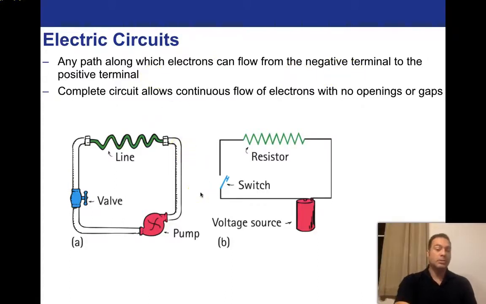Remember, this also happens in fluids, right? You can have ions that do this that are positively charged, but we're going to just stick to wires. Wires are a lot easier. Complete circuits allow continuous flow of electrons with no openings or gaps. So remember, we're talking about water, you've got your pump, no openings or gaps, and we're basically circulating this stuff around. In this case, our pump is our voltage source, a battery, and we have a flow of electrons going from the negative terminal to the positive terminal.